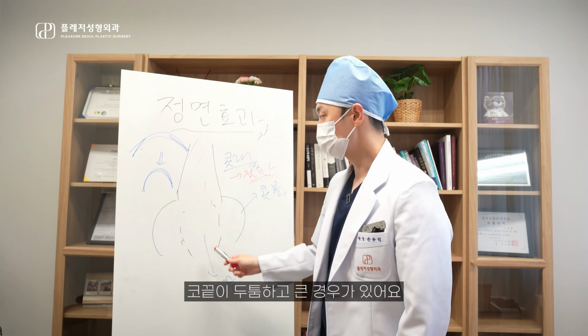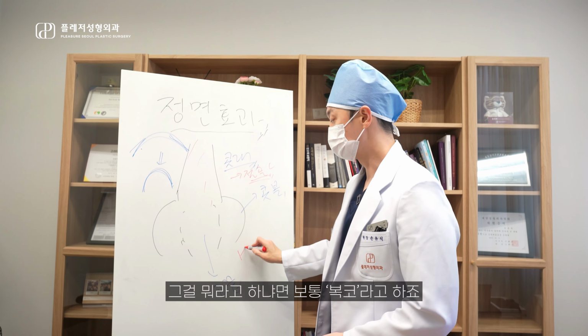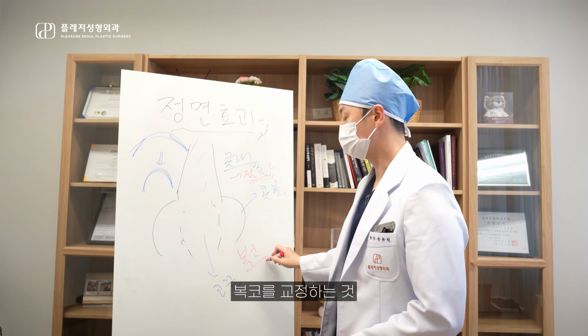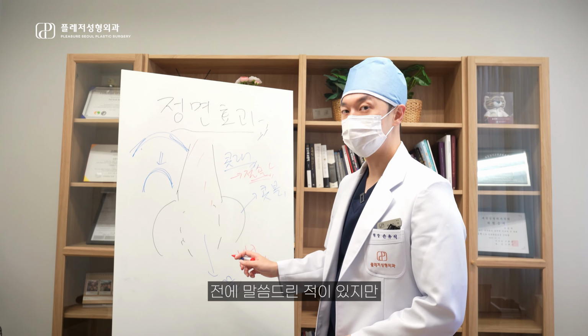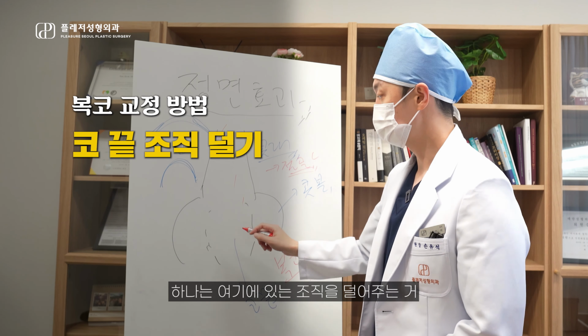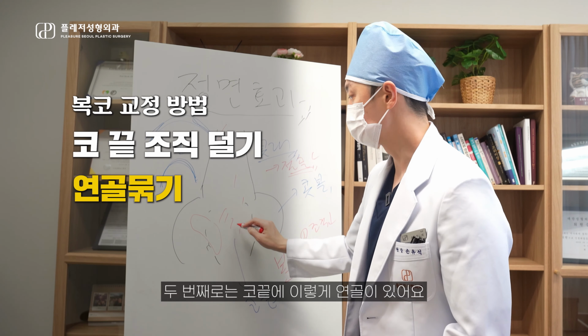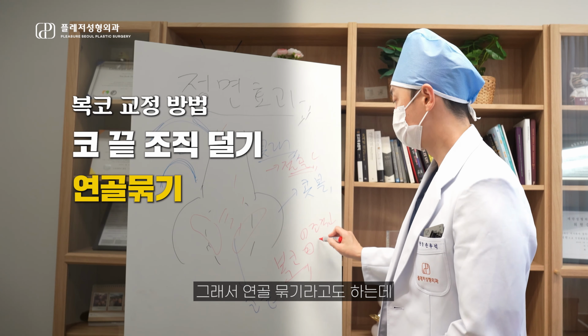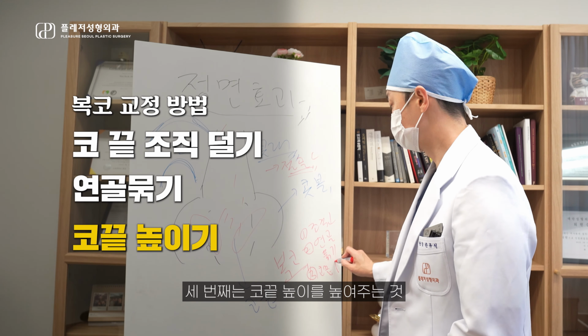Next, there are cases where the tip of the nose is thick and large. This is commonly referred to as a bulbous nose. Correcting a bulbous nose is also one way to create a frontal effect. I've mentioned correcting a bulbous nose before, but in any case there are several methods. One is to remove some of the tissue here. Second, there is cartilage here at the tip of the nose. So the third method, often called cartilage tying, is to raise the height of the nasal tip.